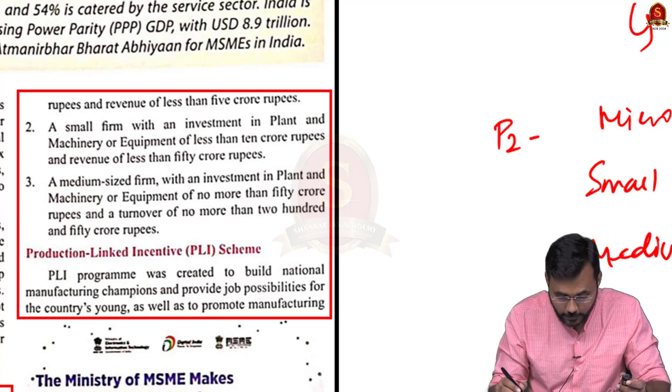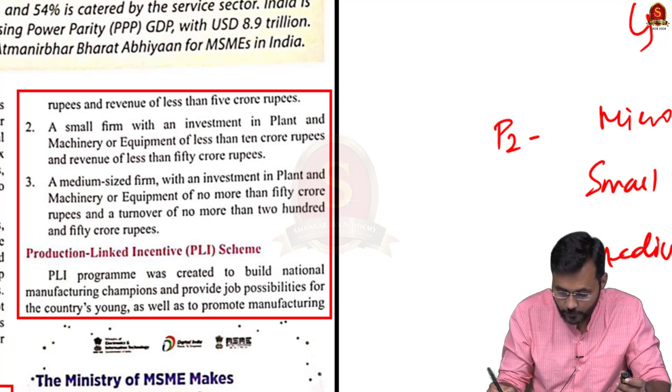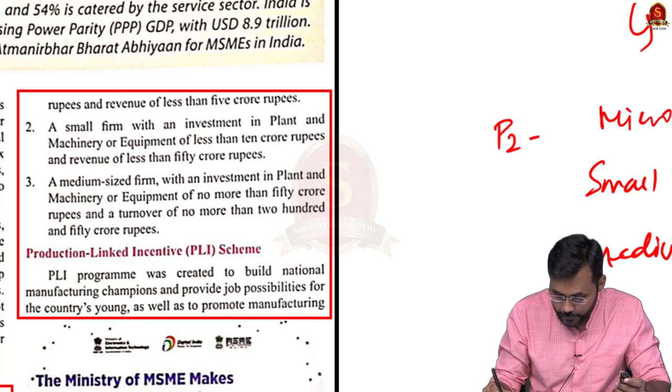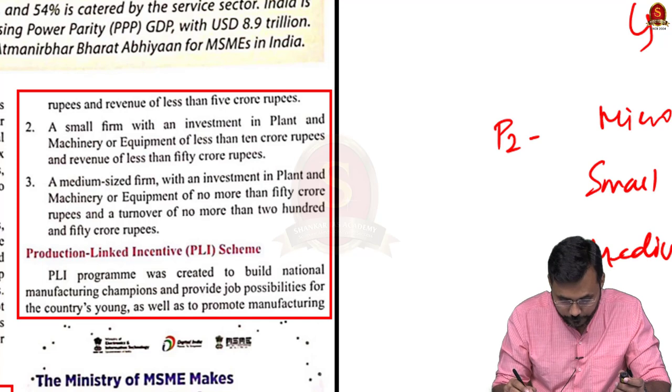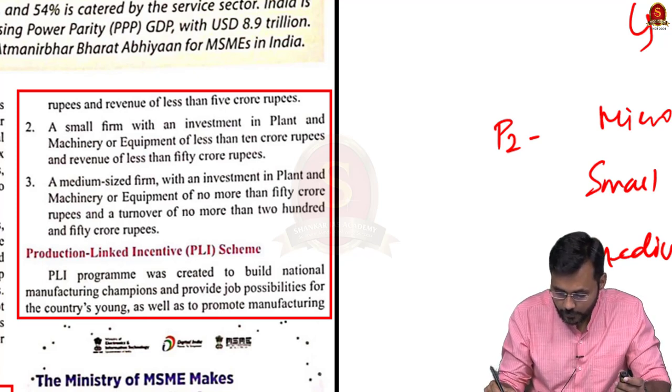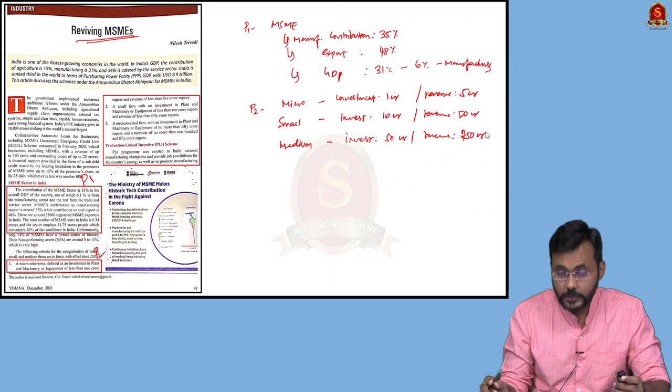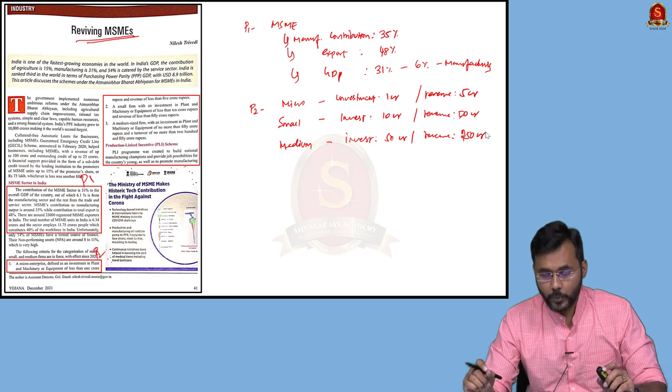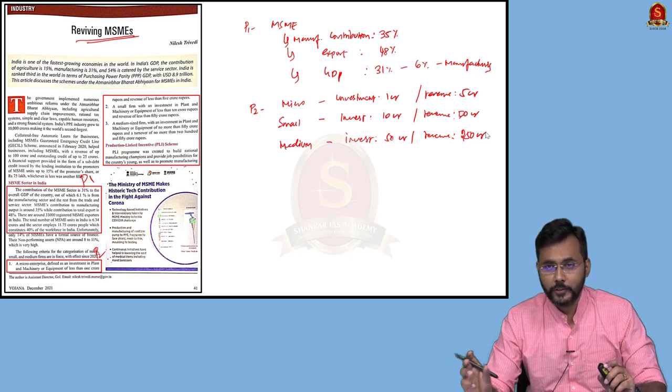And when you go for small, it should be less than 10 crores investment and revenue 50 crores. And medium, where investment is no more than 50 crores and turnover is no more than 250 crores. So investment 50 crores and revenue 250 crores. This can be a potential prelims question. What is micro, small and medium enterprise? It's entirely based on investment and revenue generation.